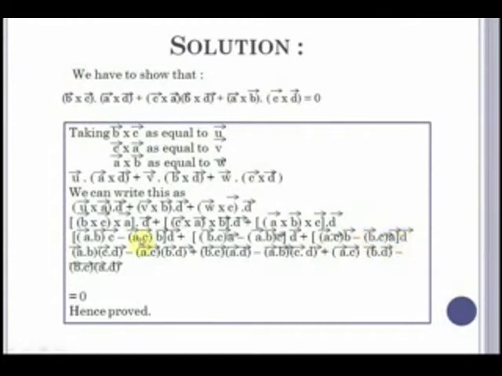This gets further simplified to A dot B into C dot D minus A dot C into B dot D plus B dot C into A dot D minus A dot B into C dot D plus A dot C into B dot D minus B dot C into A dot D. We see that all these terms get cancelled and this is equal to 0, and hence we have proved that B cross C dot A cross D plus C cross A dot B cross D plus A cross B dot C cross D is equal to 0.